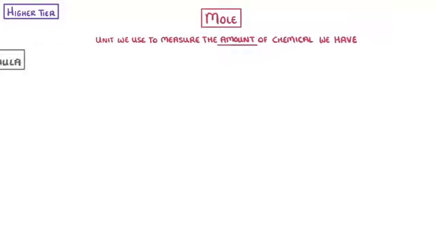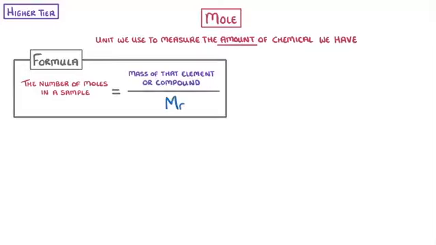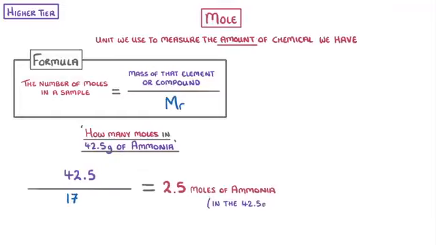Because of this rule, we can create a formula which tells us that the number of moles in a sample is equal to the mass of that element or compound divided by its MR. So if we want to know how many moles there were in 42.5 grams of ammonia, we would do 42.5, which is the mass, divided by 14 plus 3 times 1, so 17, which is the MR of ammonia. And this would give us 2.5. So we know that there are 2.5 moles of ammonia in the 42.5 grams.